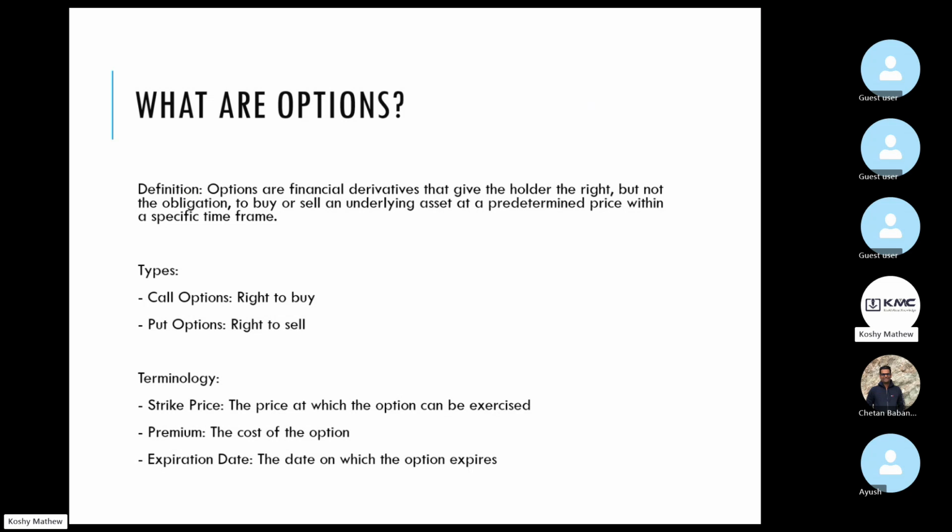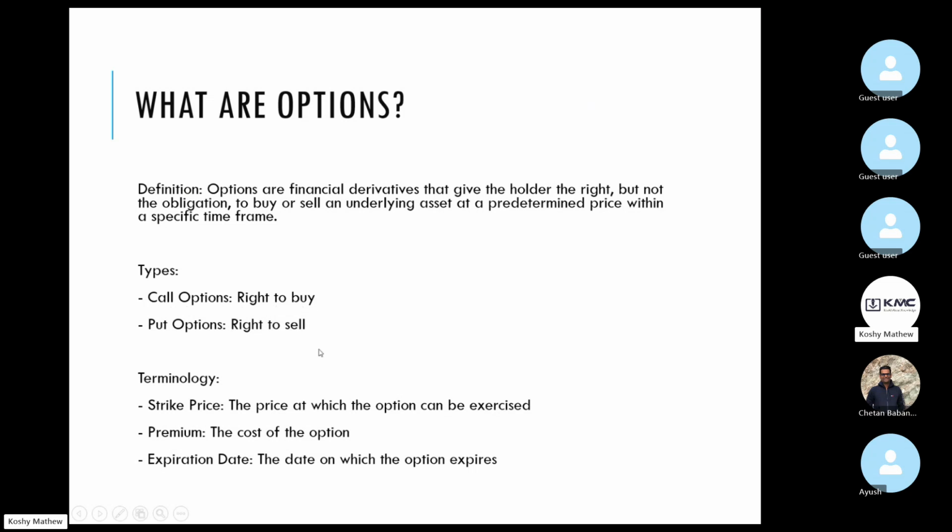What are options? Actually, they are derivatives. From a stock, you're deriving something, a call or a put. For example, if a Wipro stock is there, I can buy a call or sell a call, or buy a put or sell a put. Those are derivatives from Wipro. Like curd is a derivative of milk. From milk, the curd comes. So call options, you have the right to buy.